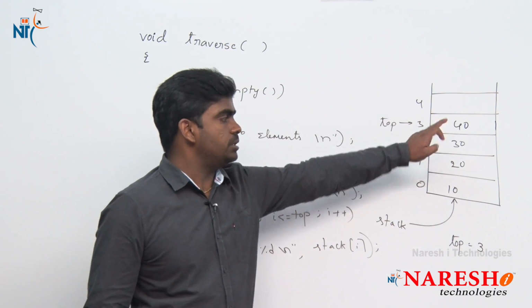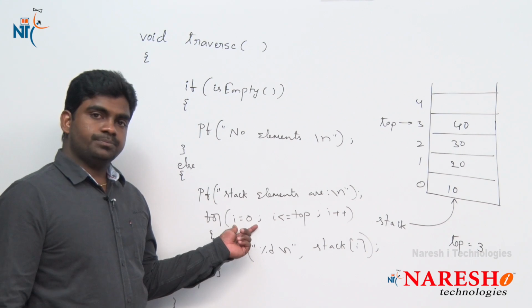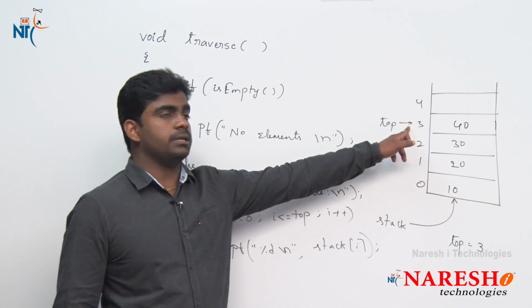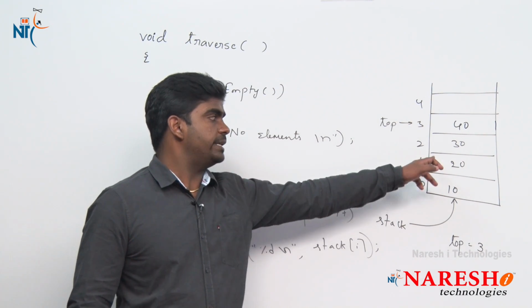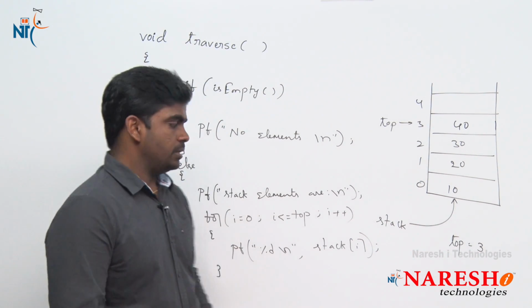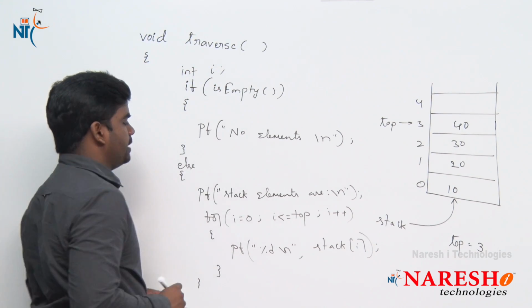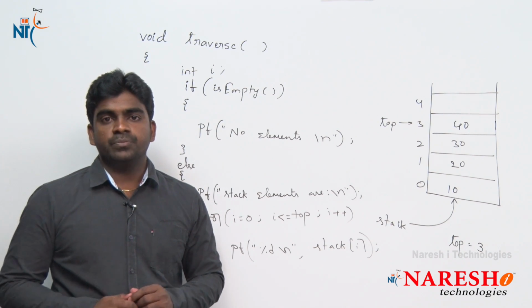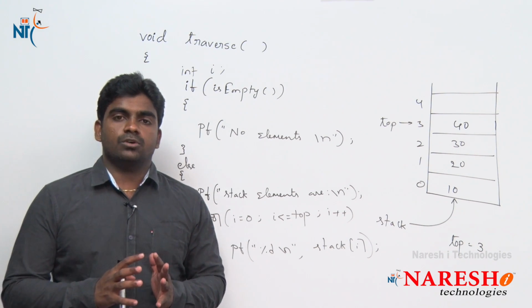The top location is 40. Here the I value is 0, so 0 is less than or equals to the top value, which is 3. So 0 to 3, we collect 10, 20, 30, 40, all the elements. Here we declare the variable I, or you can declare it here also, no problem. Okay, so this is completely about all the operations of a stack.